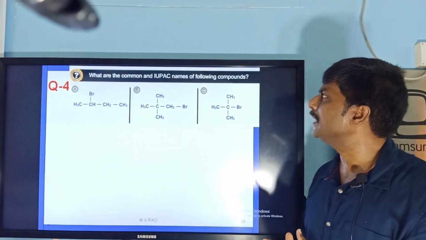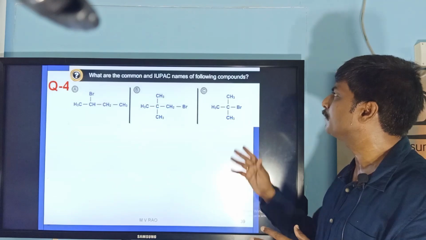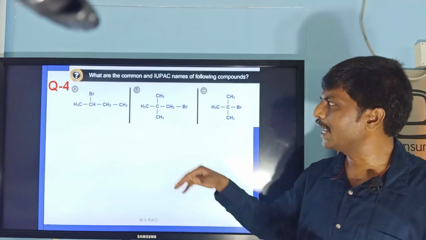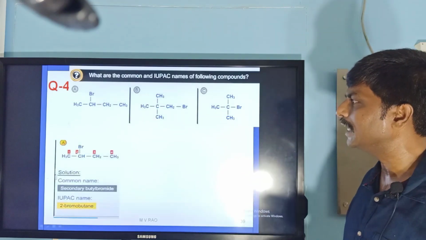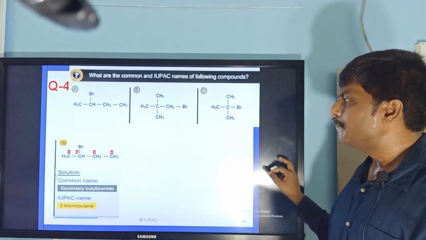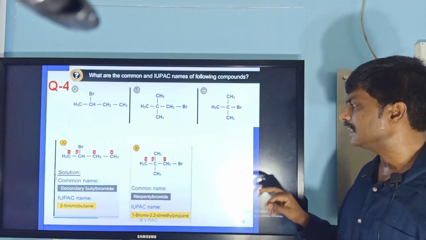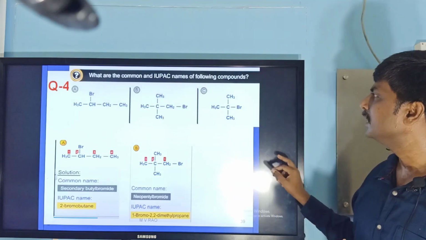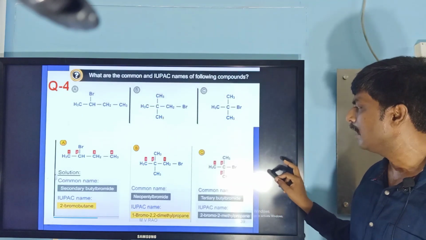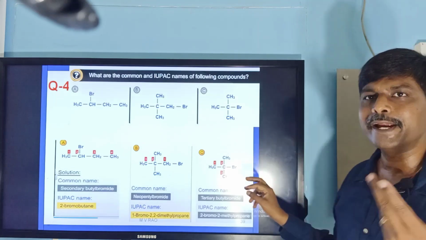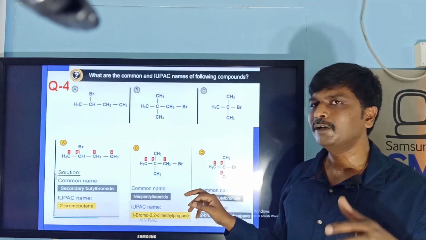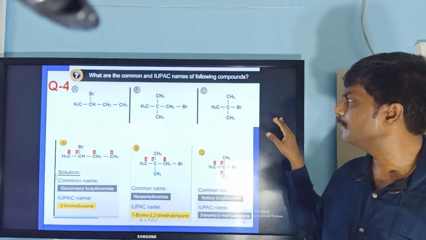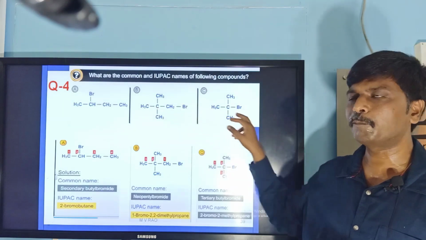Now see the next question. What are the common names and IUPAC names of the following compounds? The common name of the first compound is secondary butyl bromide. The next one is neopentyl bromide. This type of group is called neopentyl. The next is tertiary butyl bromide. These are common names. I already explained how to solve IUPAC names. Just try to give the IUPAC names for these compounds also.